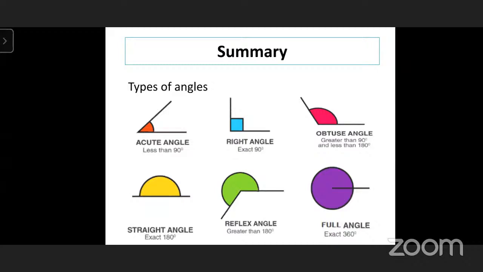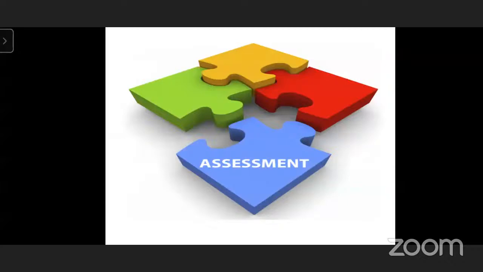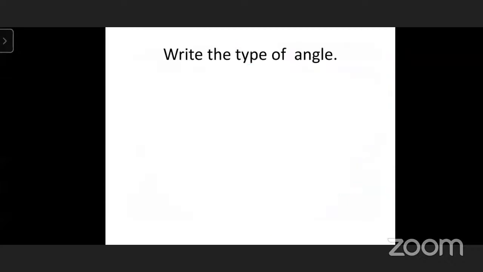Okay. I hope you all have revised this. So we'll move towards the question answer round. You all are supposed to observe the measure of the angles given to you, and you're supposed to write the type of angle. The first question is 75 degree. Tell me what type of an angle it is.